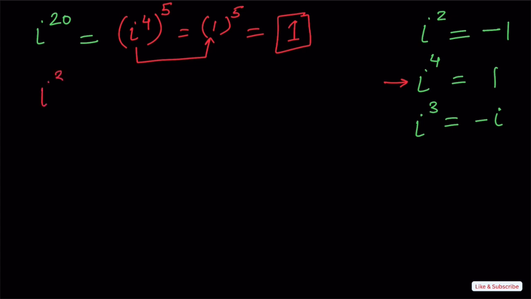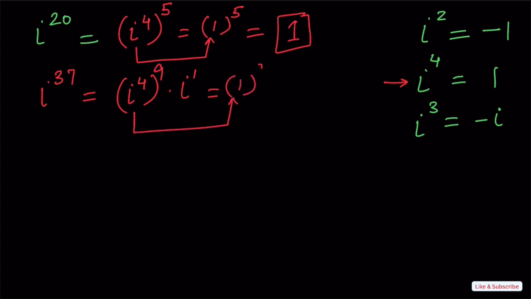Evaluate i raised to the power 37. I can write this as i raised to the power 4 raised to the power what? Now what should this number be so as to get a number which is less than or equal to 37? Now 4 times 9 is 36. I know that. So here is the power 4 times, and i raised to the power 1 is separate. Plug in the value for i raised to the power 4, which is 1 raised to the power 9 into i, which gives you i as the final answer for this problem.